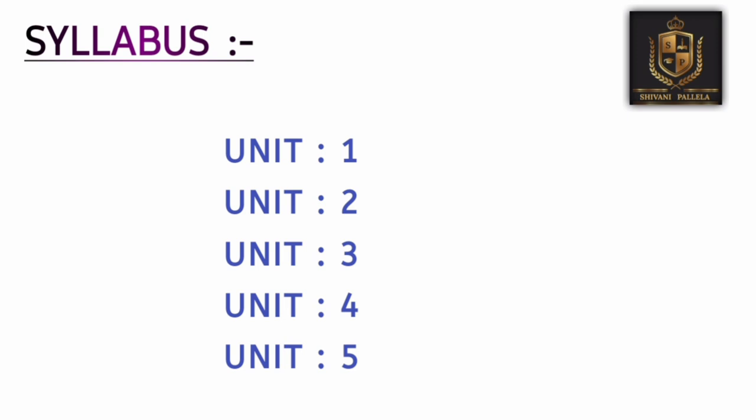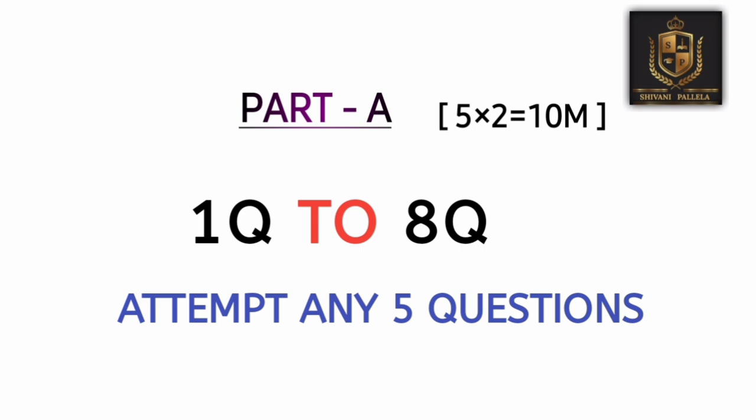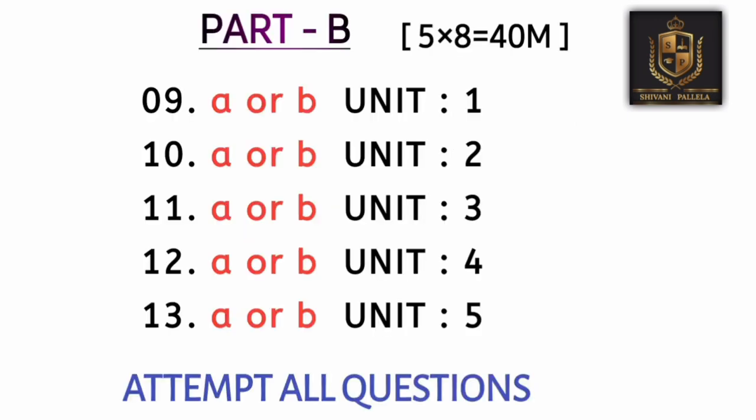Question paper pattern will be: in part A you need to attempt 5 questions, which carry 2 marks each. For 2 marks, you need to write 5 to 6 lines. Out of 8 questions you need to attempt any 5 questions. In part B, each question will have an internal choice, either A or B. Each question carries 8 marks. For 8 marks, you need to write a minimum of 1 page. 1 page means front and back.